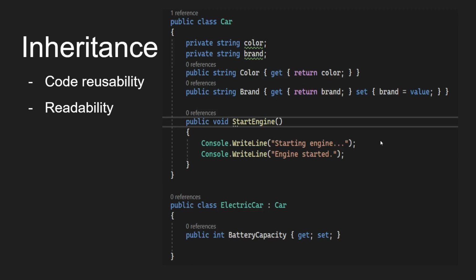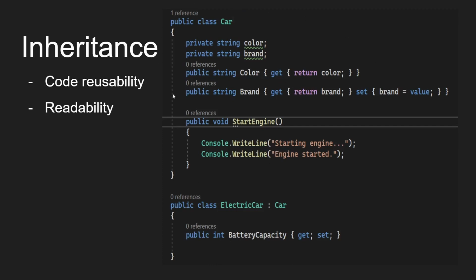Next one could be inheritance. I've covered inheritance in one of my previous videos, so feel free to take a look at that, but we are going to go through it over again. So basically, inheritance is there to make code reusable and much more readable.